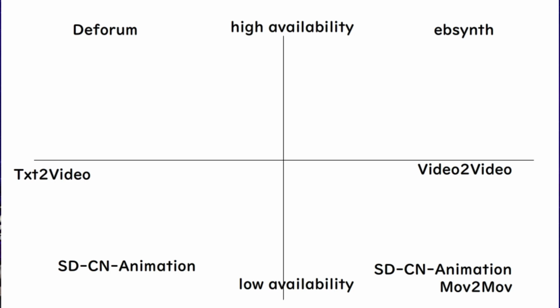ebsynth, on the other hand, is not particularly difficult to use, but when it comes to operations involving changing backgrounds and subjects, it requires following several steps. Nonetheless, the tracing and final results are often quite impressive. Creating videos from videos using mov2mov and SD-CN animation is relatively easy, but the resulting output may not be as visually appealing. With text-to-video, SD-CN animation makes video creation incredibly simple.